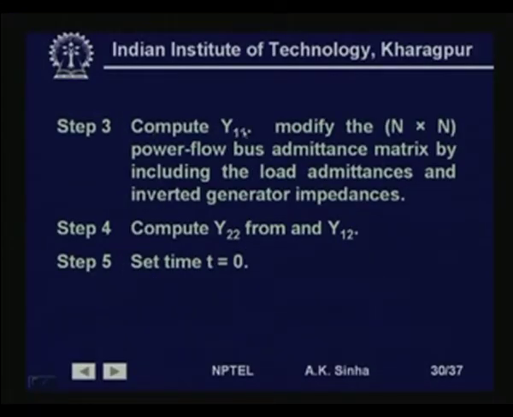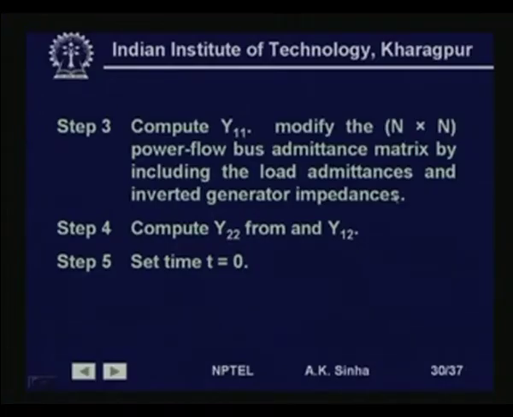Now, compute Y I I. Modify the n into n power flow bus admittance matrix by including the load admittances and inverted generator admittances. So, we are now adding the load admittances, and the inverted generator admittances are also added to the diagonal elements. Step 4, compute Y22 and Y12.